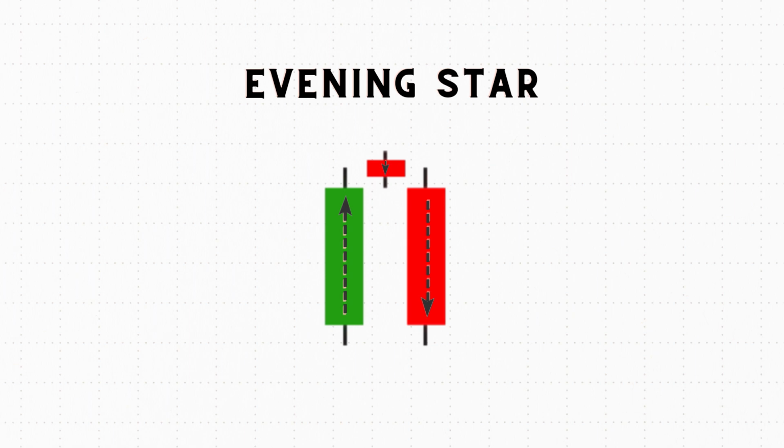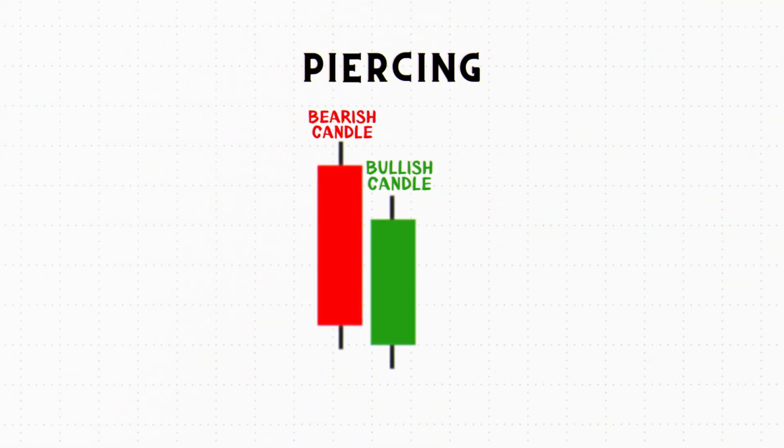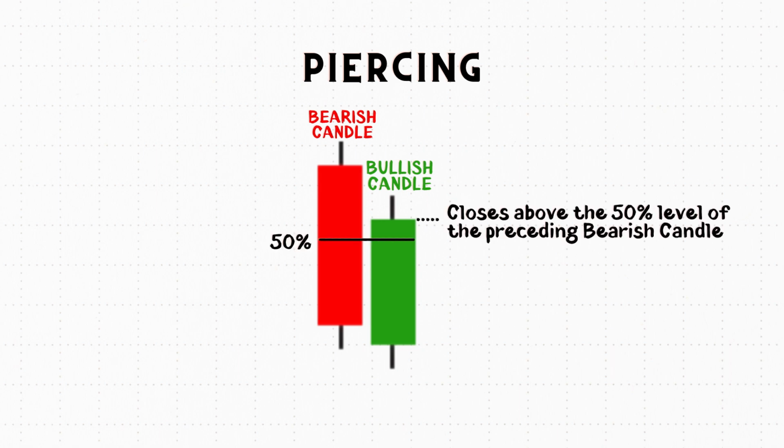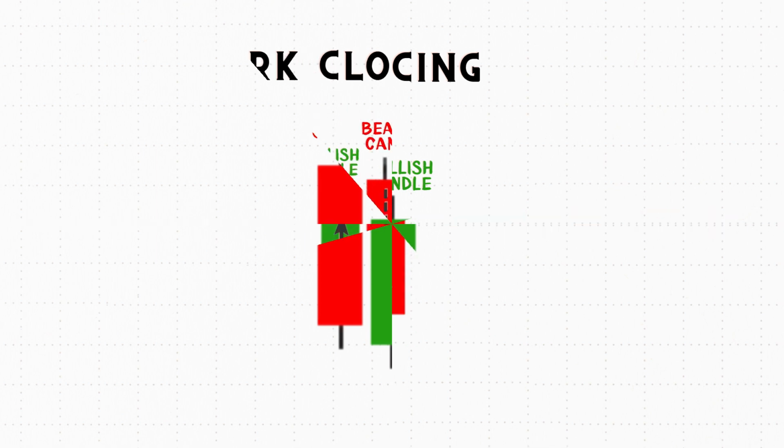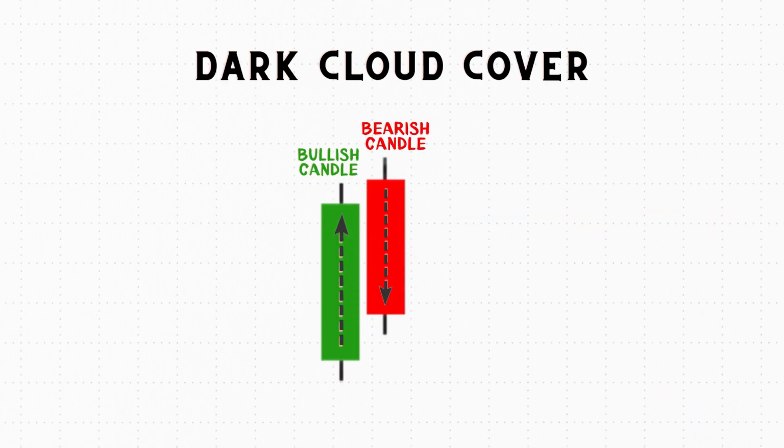Now let's see the next candle pattern, which is the piercing pattern. In this pattern, we have two candles: a bearish candle followed by a green candle that opens below the closing price of the first red candle and then rises more than 50% into the previous candle. So the piercing pattern is a bullish pattern. Now let's see what the dark cloud is. This dark cloud is the opposite of the piercing candle.